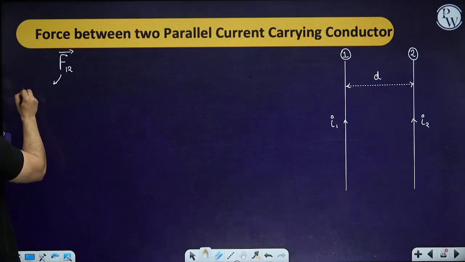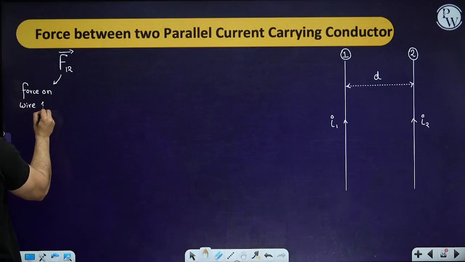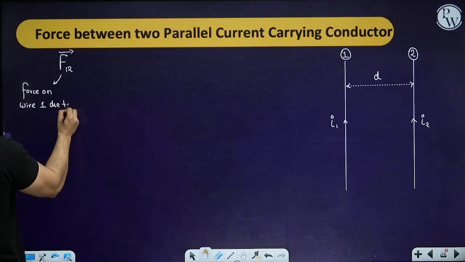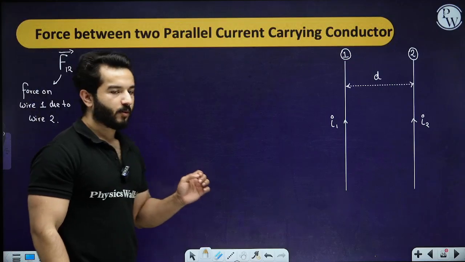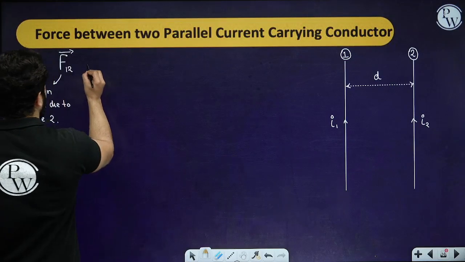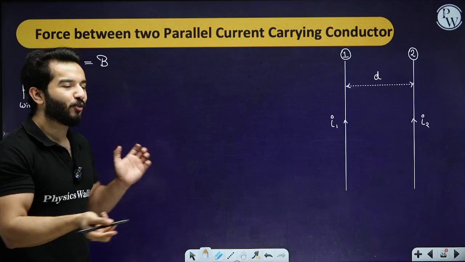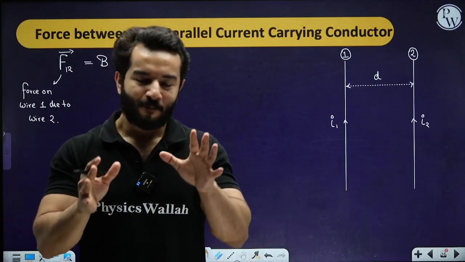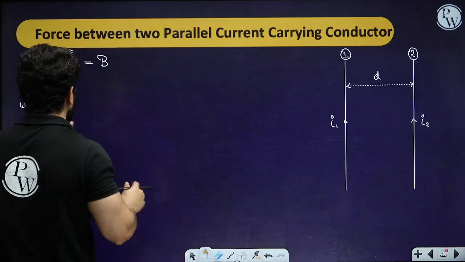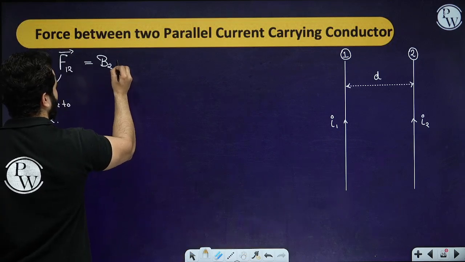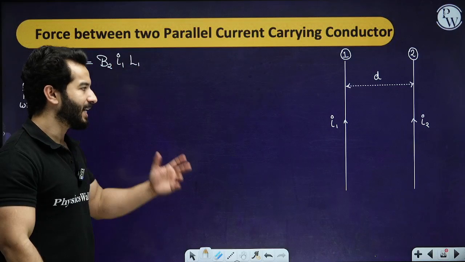So this is nothing but the force on wire 1 due to wire 2. So if I write it down, it is going to be something like this. This is going to be B, the magnetic field of which wire? If you write the magnetic field of the wire itself, the magnetic field of the self wire will not apply any force. So this is going to be the magnetic field of wire 2 times current I1 times length L1, and the direction we can find out.